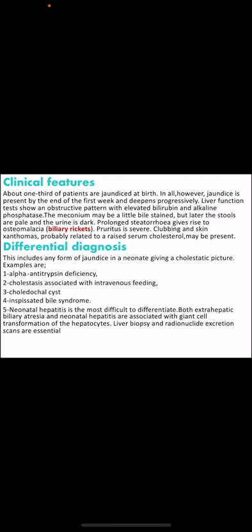The second one is cholestasis associated with intravenous feeding. Any problem that prevents the baby from having oral feeding, like tracheoesophageal fistula or any other cause, bowel resection, this leads to what's called cholestatic jaundice, because there is no food in the intestine, and this food, and particularly the fat in the duodenum, leads to secretion of the bile.